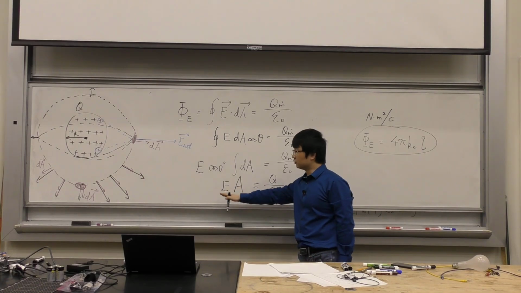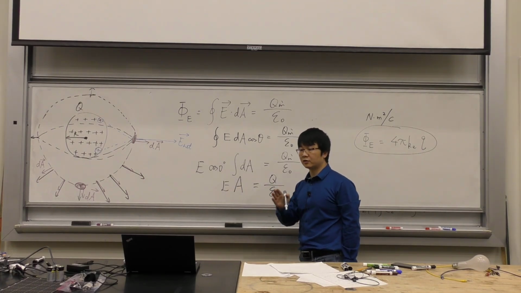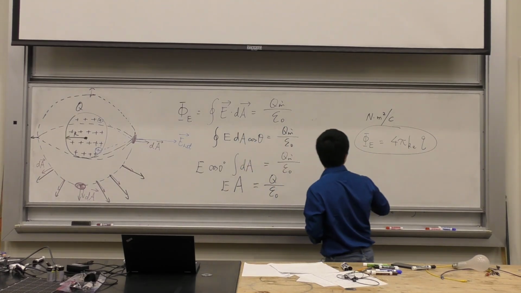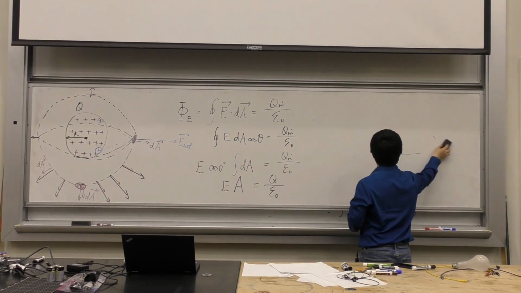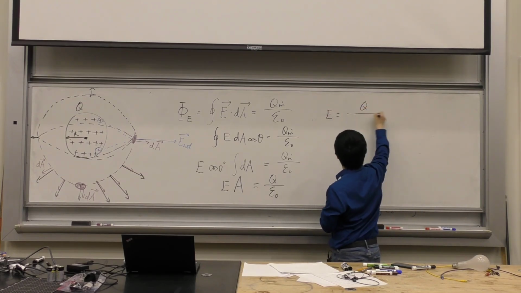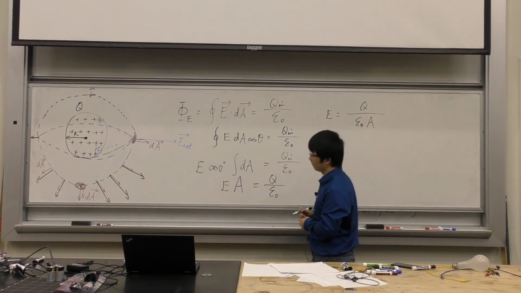So how do I find E? Don't forget what we're doing. We're still trying to find the expression for the electric field. So for this E, I divide both sides by A. So it's going to be Q over epsilon naught A.